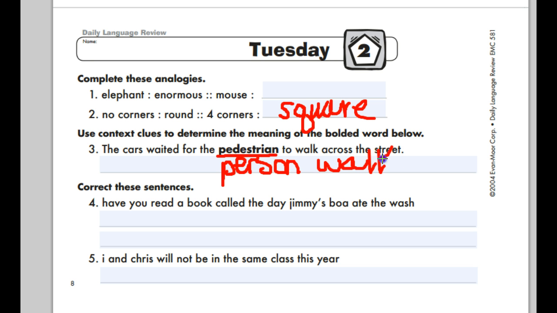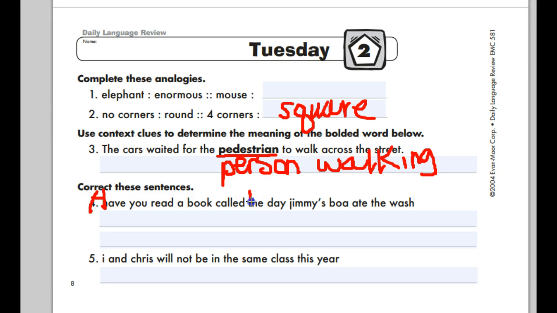"Have you read a book called The Day Jimmy's Boa Ate the Wash?" And of course you know there's a capital H. Now this tells us it's the title of a book. An alarm should go off in your head. Bing, bing, bing. Title, that means the important words are going to be capitalized. The first word's going to be capitalized and it's going to be underlined.